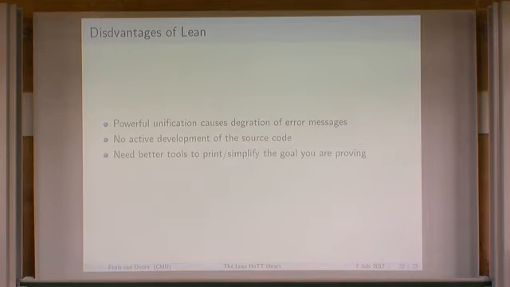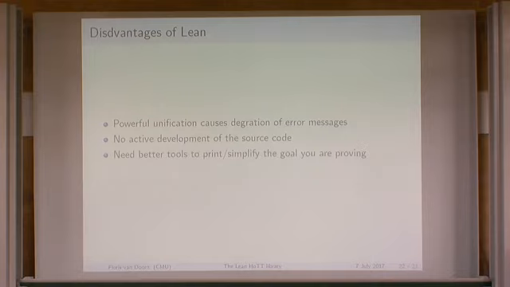Some of the disadvantages are that powerful unification also has a problem, namely when you write a term which is type incorrect, then the Lean elaborator will look through all kinds of possibilities to figure out what you mean. At some point it will know that all the possibilities failed, and then it will give you an error message which sometimes does not have anything to do with the place where the actual error is. So that's kind of annoying. The powerful unification degrades the error messages.